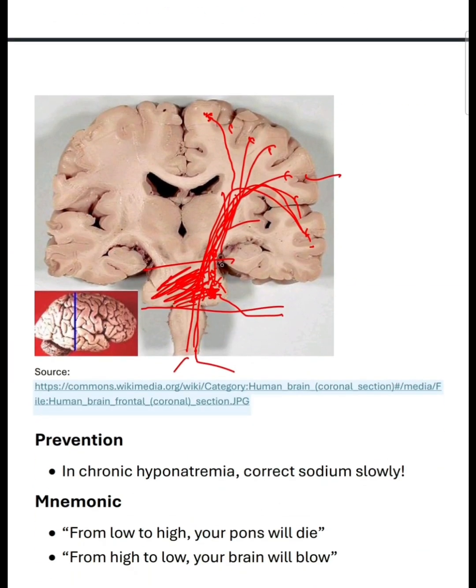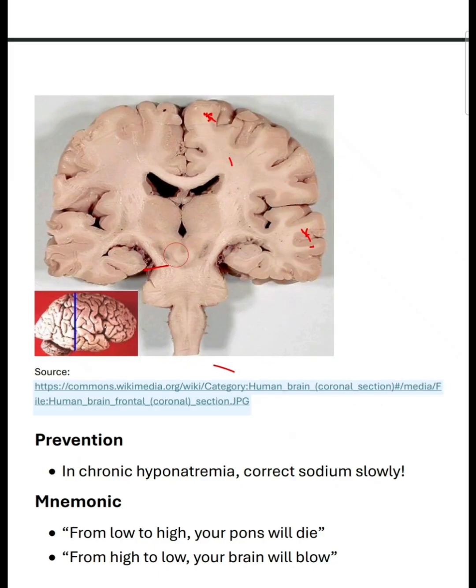Now, here, let me clean this up. Okay, so the horizontal gaze centers, in other words, the neurons that control this lateral movement of the eye, right and left, are present in the pons. Very important. Because the pons is affected, of course, this lateral movement of the eye is affected. That means the patient cannot move their eyes right or left. So that is called lateral gaze palsy.